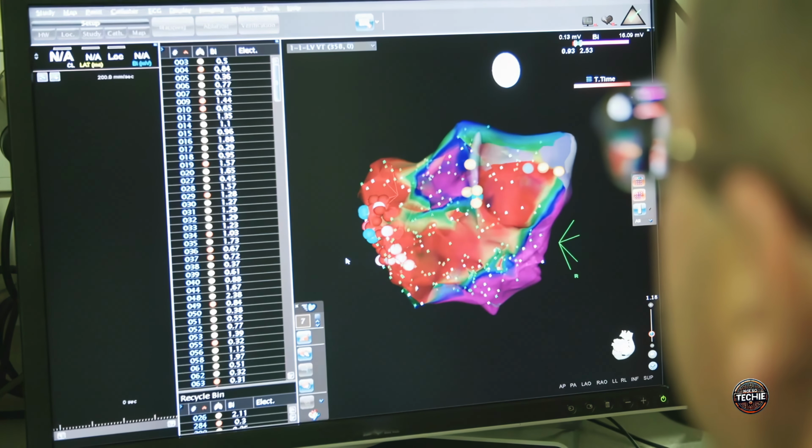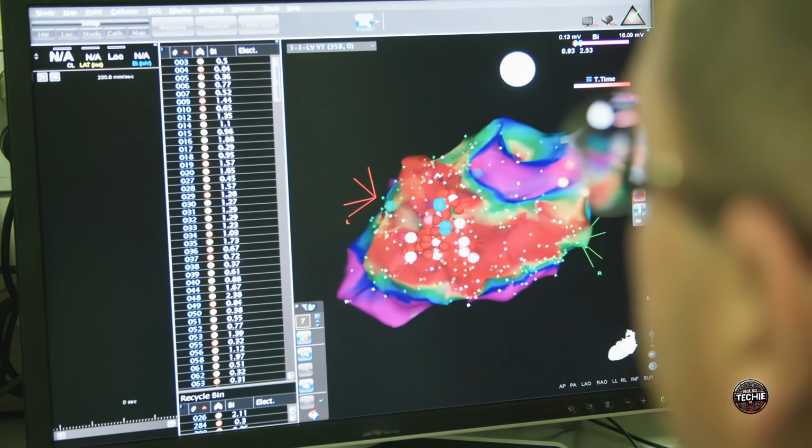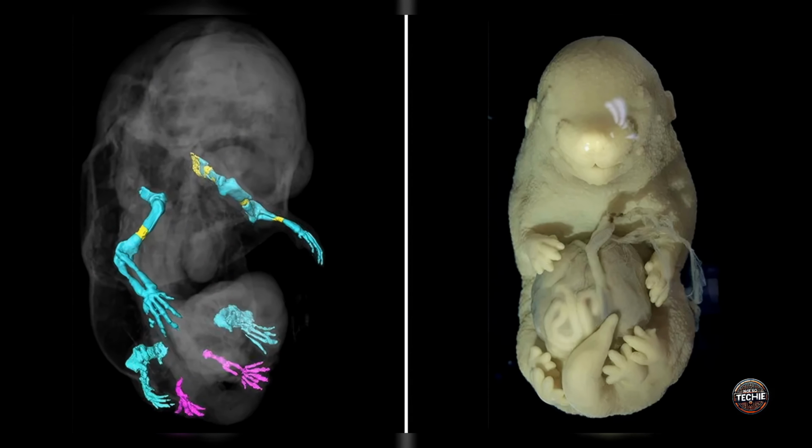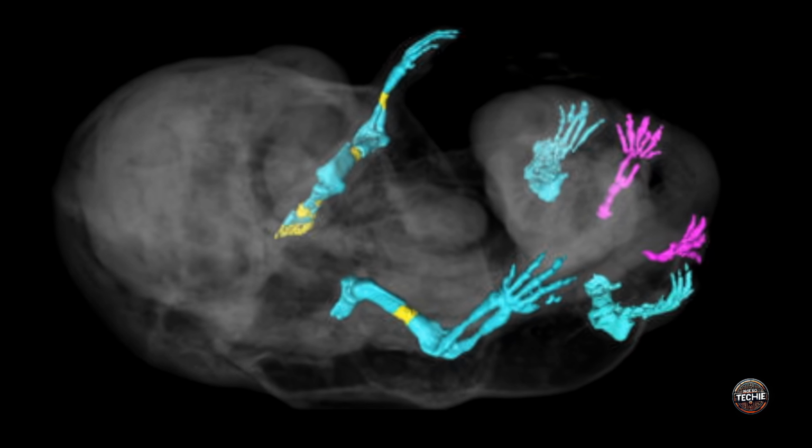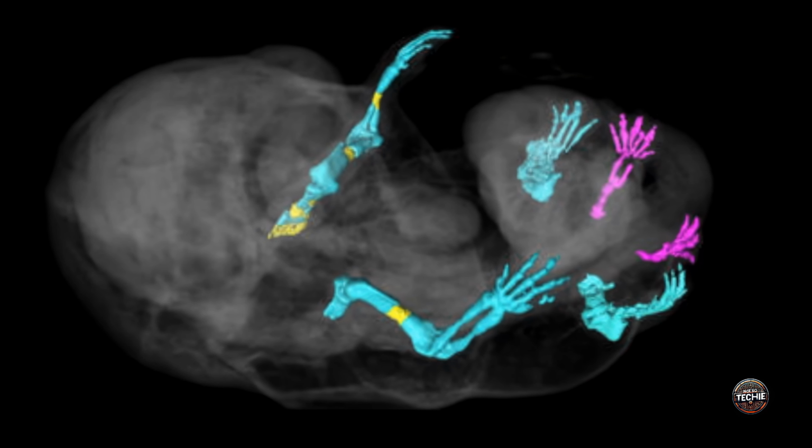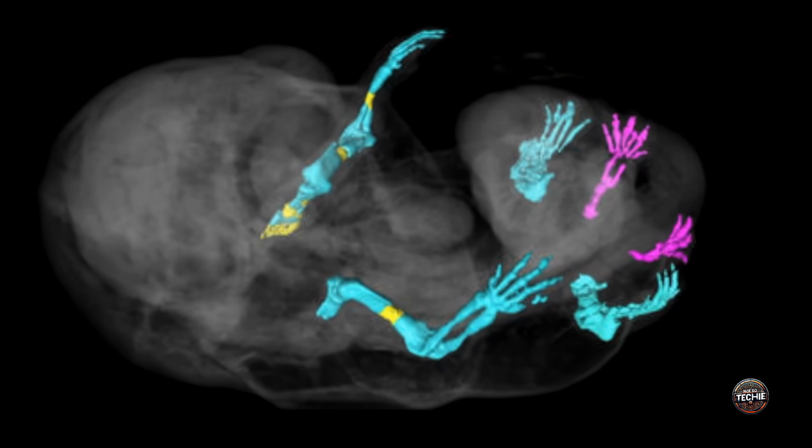To further their research, the team utilized advanced 3D computer vision techniques. They created a detailed 3D model of a mouse embryo with the TGFBR1 receptor protein deactivated. This model highlighted the developmental differences, showing normal limbs in turquoise and the additional limbs in magenta.